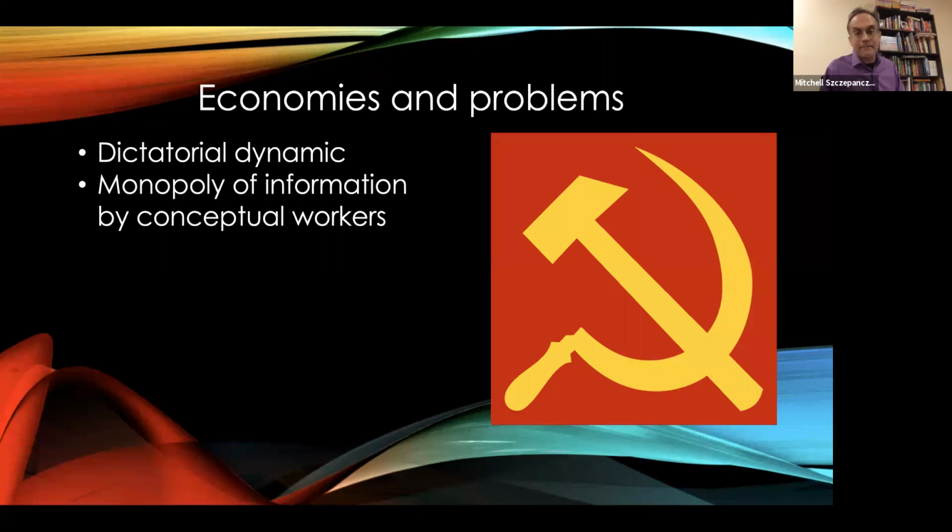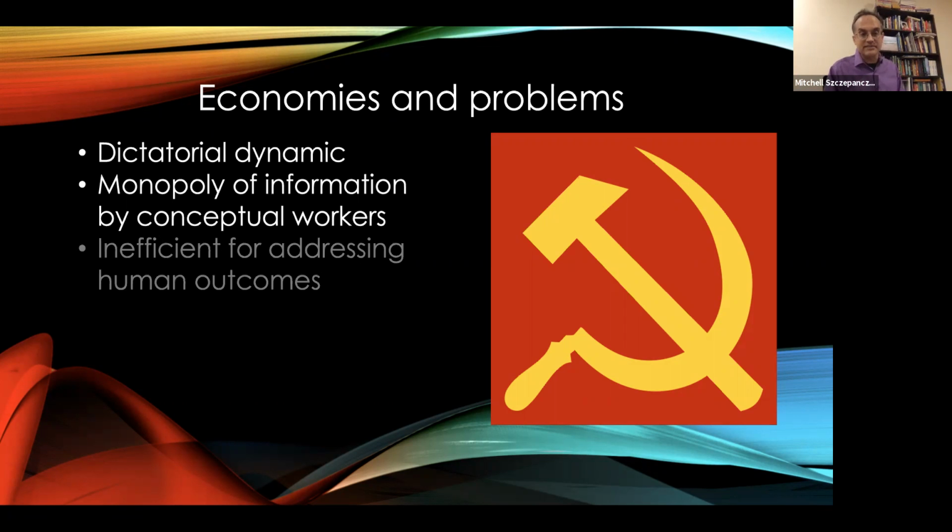There's a monopoly of information by conceptual workers. That is, people within communist economies whose job it is to think, monopolize that information in order to give themselves an advantage within that economy, which is bad, and which means that that information couldn't be shared, couldn't be critiqued, and if problems arose, would be harder to try to correct. A valid criticism there and a problem within this economy.